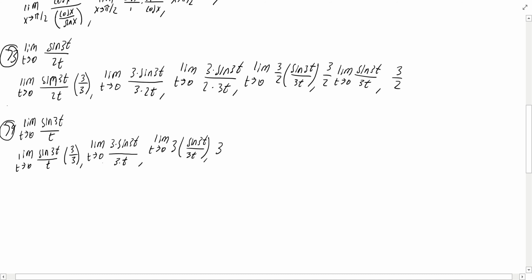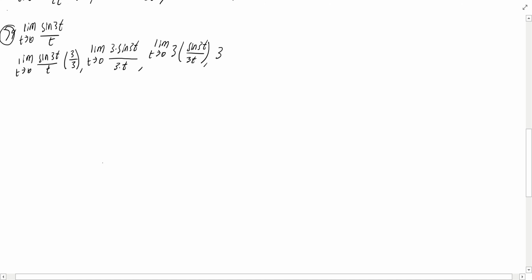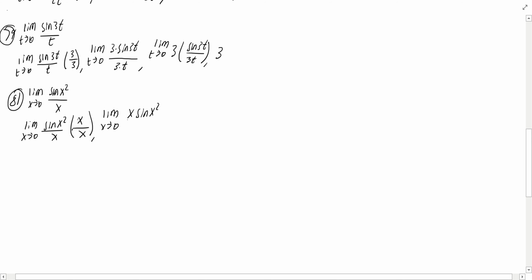So there we go. And now for our last problem, which is 81. In 81, we're being asked for the limit as x goes to 0 of the sine of x squared all over x. And so in this problem what we're going to do is we're going to multiply x over x, like so. And we're going to end up getting that this is the limit as x goes to 0 of x times sine of x squared all over x squared.